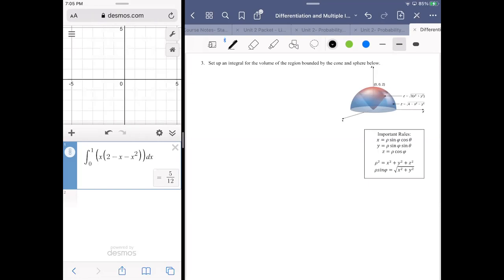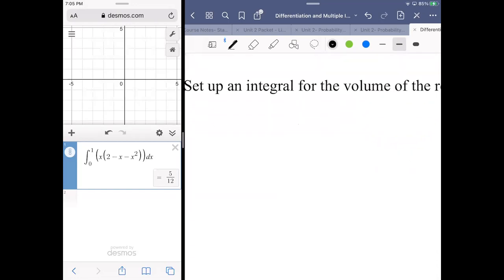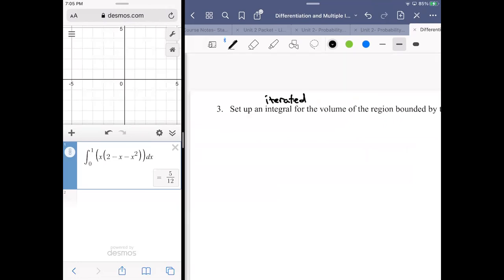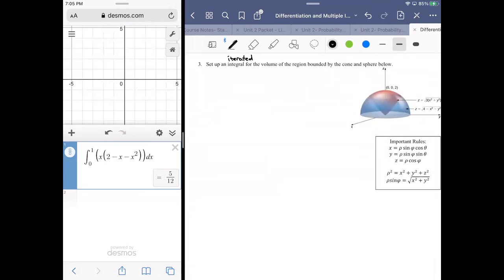I'll take it as a typo. Set up. It wouldn't be an integral. You could say an iterated integral, or it would be a triple integral. So let's say an iterated integral. I like using the word iterated. You see that in textbooks a lot, but I like it because it gives you the luxury to choose between a double integral and a triple integral as needed.